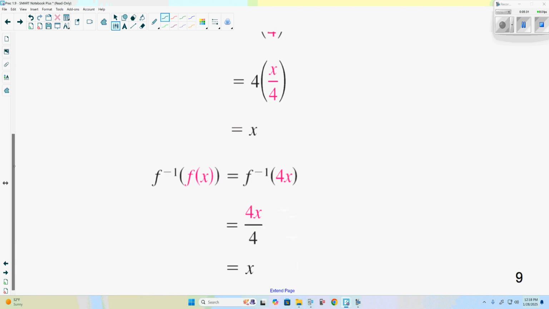We can do the same thing with f inverse of f of x. Replace f of x, so 4x, in there, giving us 4x over 4, which is just x.